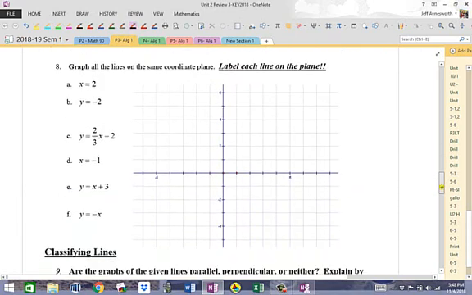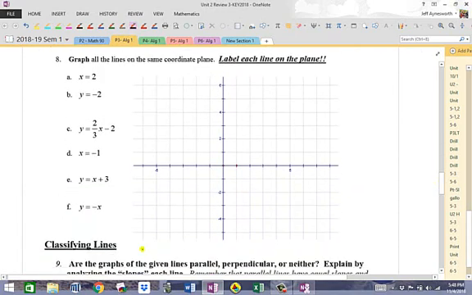All right, next one, number 8. We're going to graph each line and label each line. So x equals 2. In x equals 2, you want 2 points where x is 2. So how about 2 comma 1 and 2 comma 5? Let's graph these. 2 comma 1, right 2 up 1. Right 2 up 5, which is right here. And so this line right here is x equals 2.